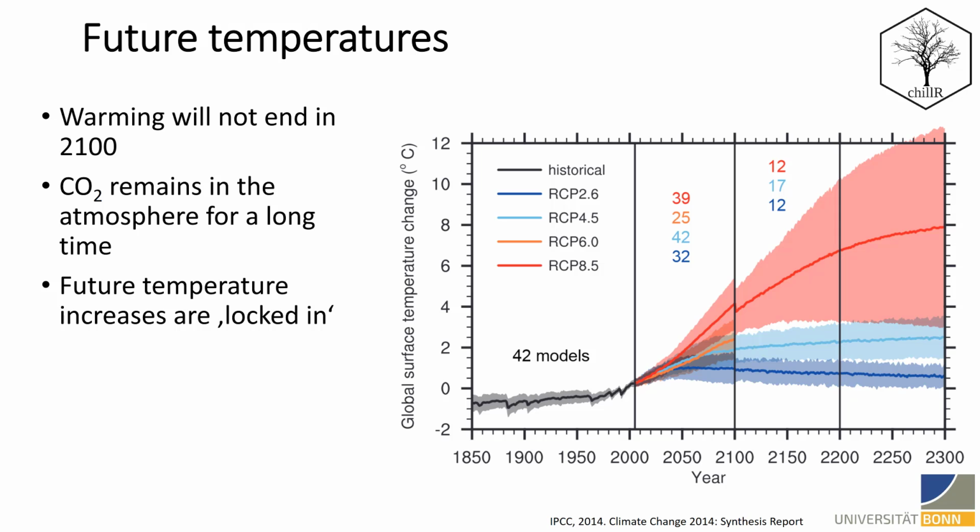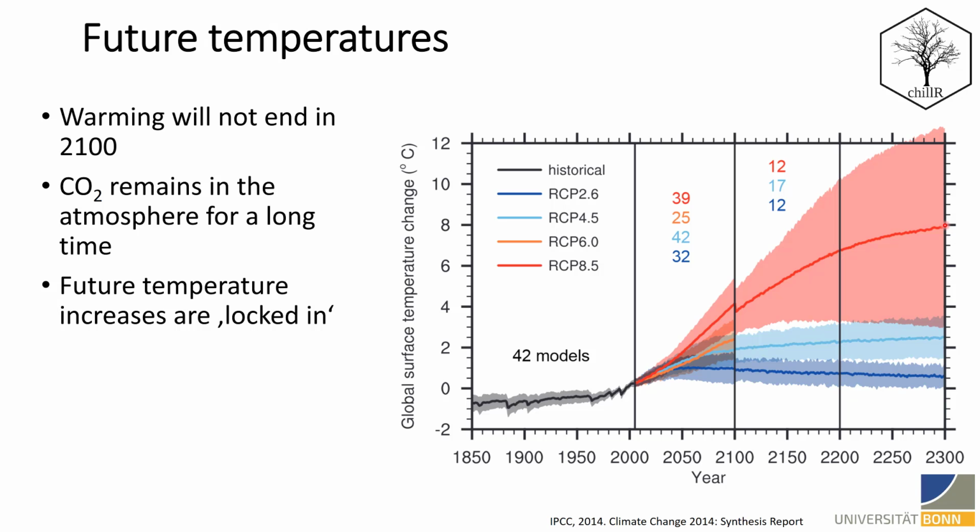And yeah, CO2 remains in the atmosphere for a long time, and these future temperature increases are actually locked in. So what the IPCC projects here in its 2014 report is further increases. And these, of course, will continue into the future. What you see here is projections until 2300. And by that time, according to this RCP 8.5, the high warming trajectory, the global temperatures may increase by 8 degrees or even 12 degrees by 2300. And this would be a completely different world than the one we're living in now.